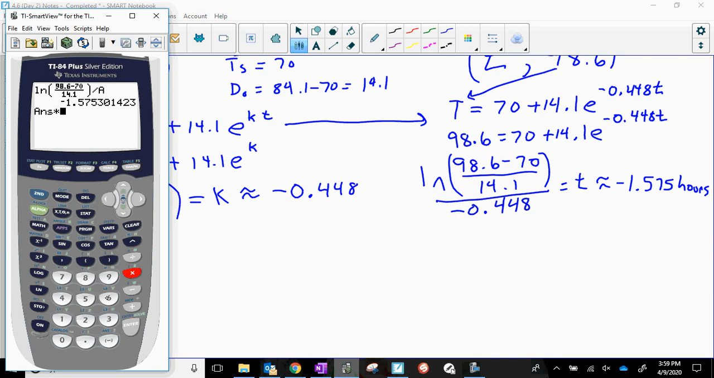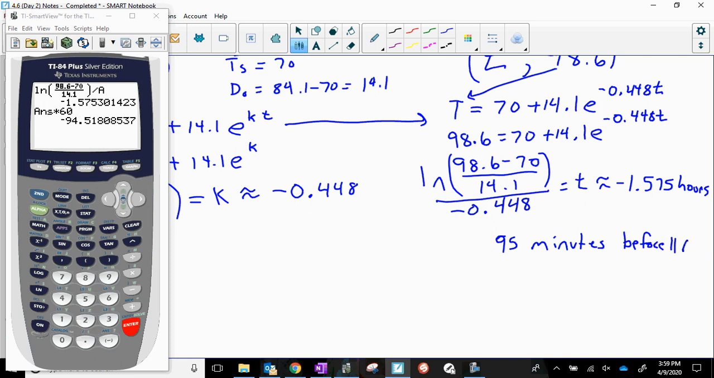So what I'm going to do is multiply this by 60. Okay. So that's 95 minutes before 11 a.m. Now I'm probably giving you like 8 or 9 of the bonus points. To get the last one, I'm going to go figure this out. This is 1 hour and 35 minutes before 11 a.m. 1 hour gets us to 10 a.m. 35 minutes before that gets us to 9:25 a.m. And there is the time of death.